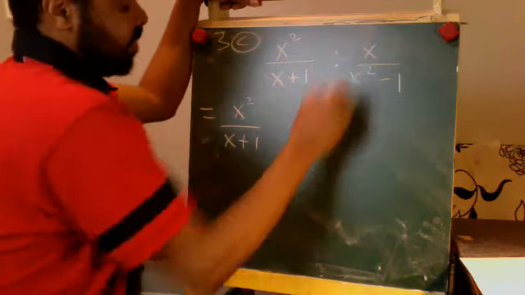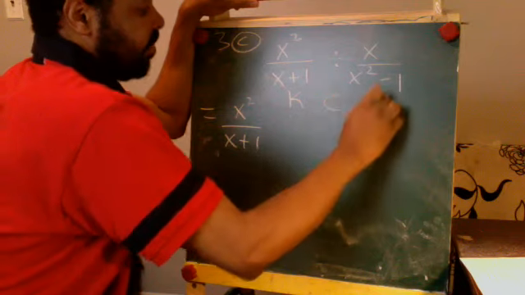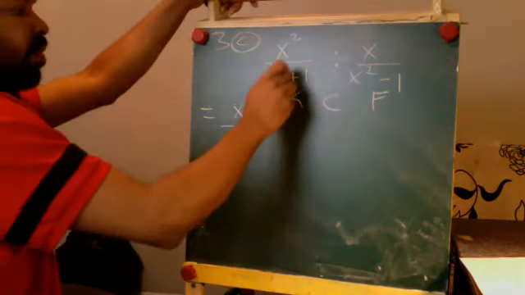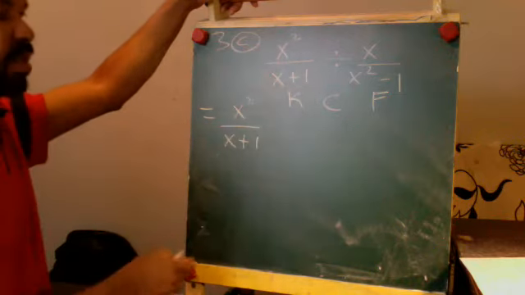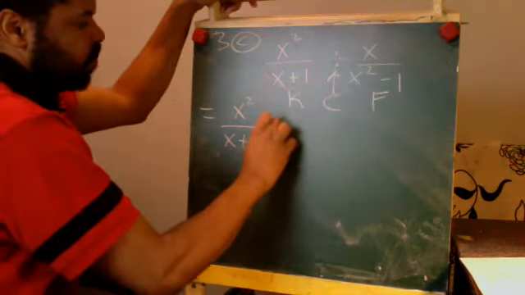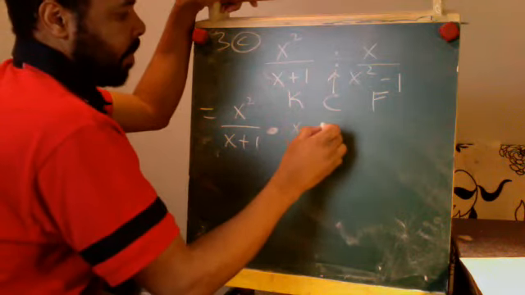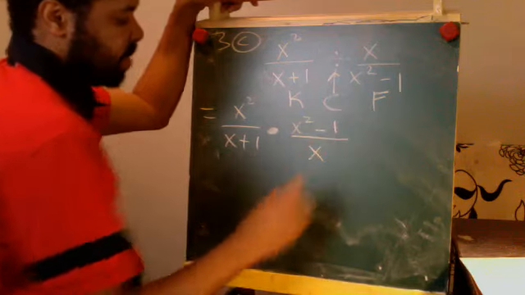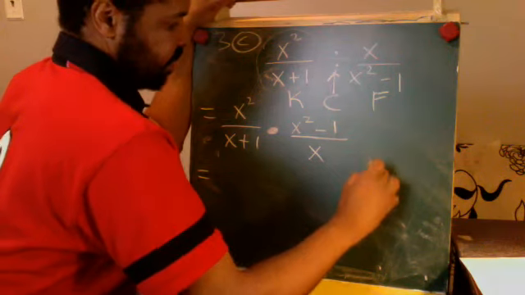And now this division, so we're using a process, I think I mentioned it in class, it's going to be KCF, right? In the previous online lesson. So you keep the first fraction the way it is. Keep the entire fraction actually the way it is, right? And then you change this division to a multiplication. And then you flip, right? Keep, change, flip. You flip this and it becomes x squared minus 1, the denominator becomes x. And so now I'm going to factor. So you do KCF and then now you factor.